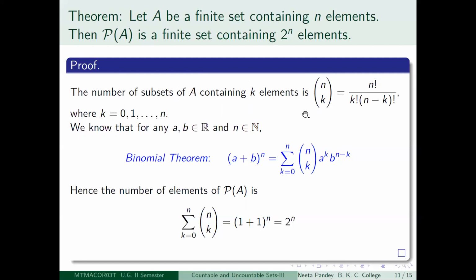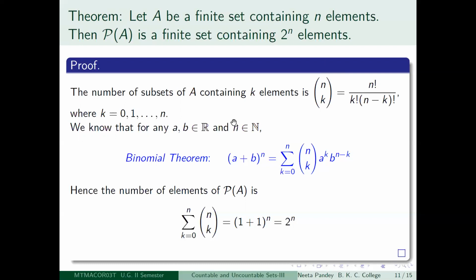I think many of you are used to the notation nCk, so I'm not going to write that. I'm writing n choose k like this, and this precisely means the number of ways k things can be chosen from n things. So the number of subsets of A which have 0 elements is precisely n choose 0, and that is 1. Right, that is the empty set.